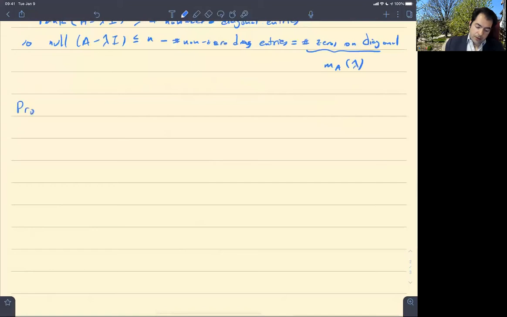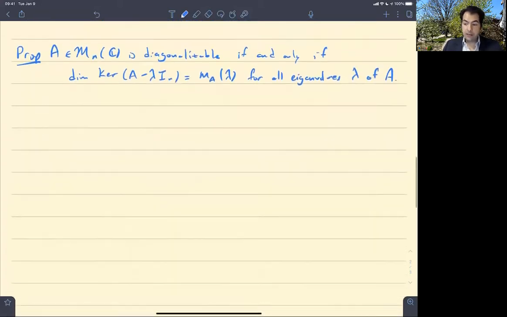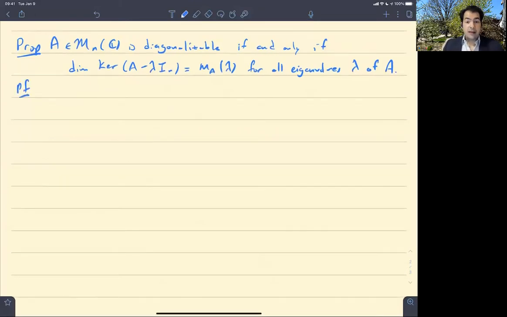Okay, so that in fact is the only thing that can go wrong. A matrix is diagonalizable, when you're working over the complex numbers, if and only if the dimension of the kernel of A minus lambda times the identity is equal to the algebraic multiplicity of lambda for all eigenvalues lambda of A. Okay, so diagonalizability is the same as having the algebraic multiplicity match the geometric multiplicity. Okay, so let's prove this.